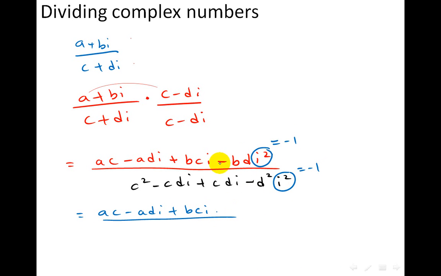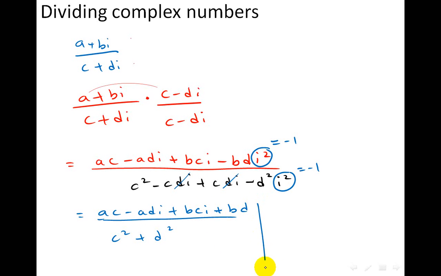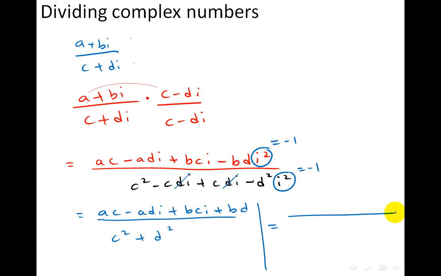So negative times negative will give you plus bd. Here c squared minus cdi plus cdi will be cancelled out because they will give you 0. And this is negative 1 times negative d squared, which will give you positive d squared. Okay, so here I will just collect the like terms, the real parts together and the imaginary parts together. So what's the real part here? ac and bd.